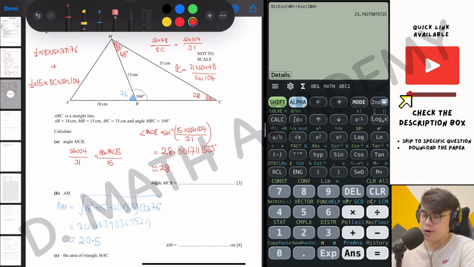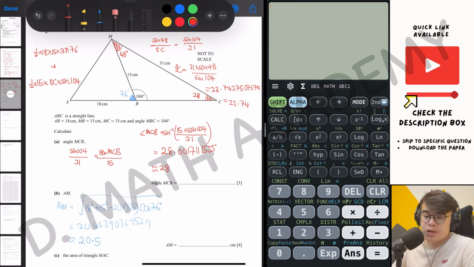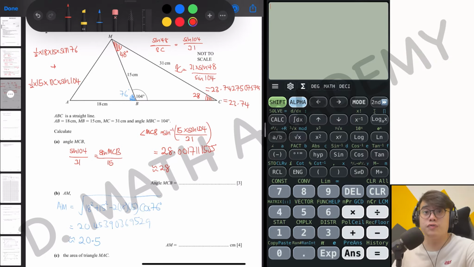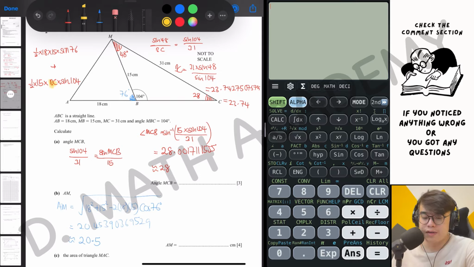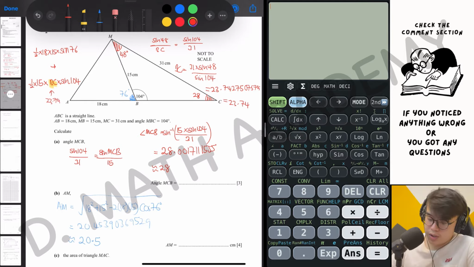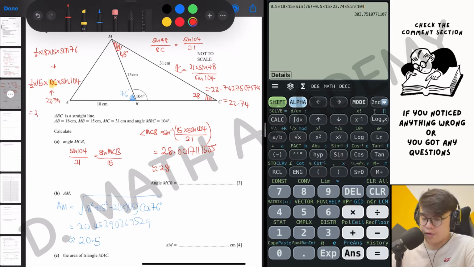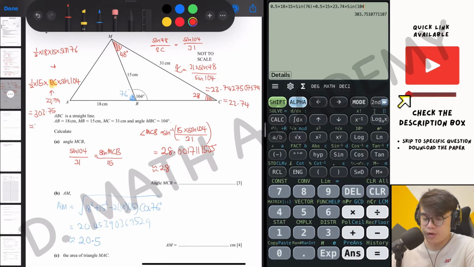Which the result is about 23.74550.4275075725. So through this calculation, you get it as 23.74. I took this result because I wanted to avoid premature rounding. So replace the value in, you will get your final answer as this. So let's double check. Okay, so we get it as 303.75, which is approximately 304.